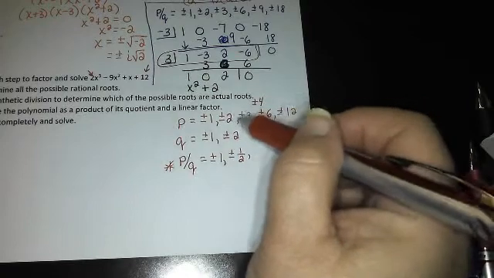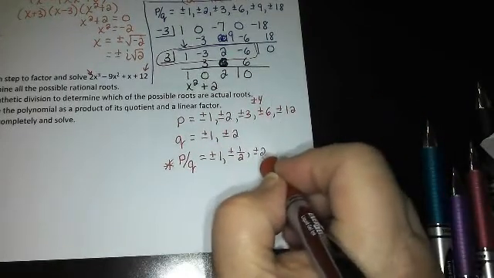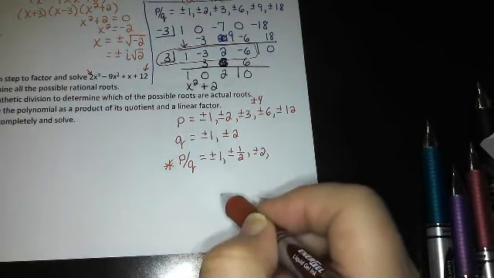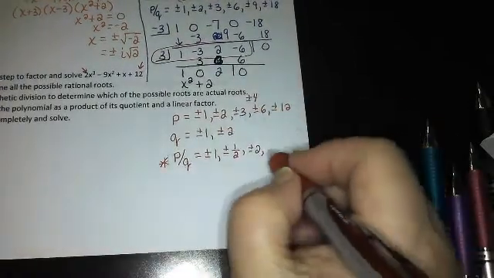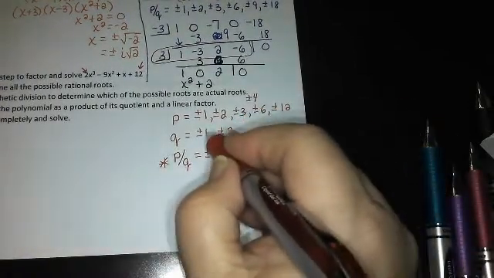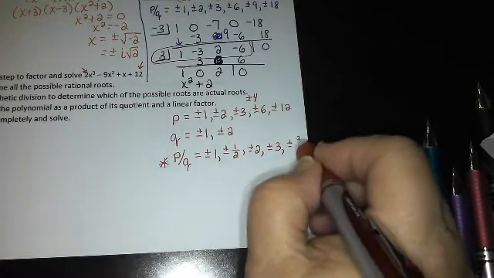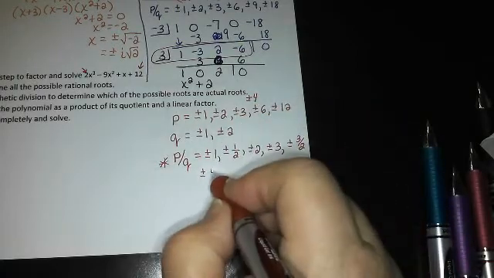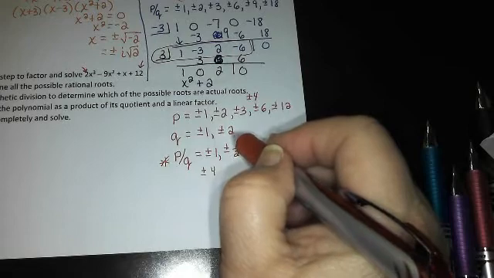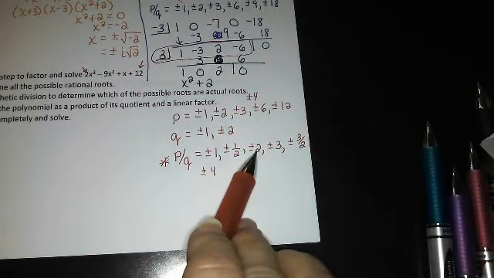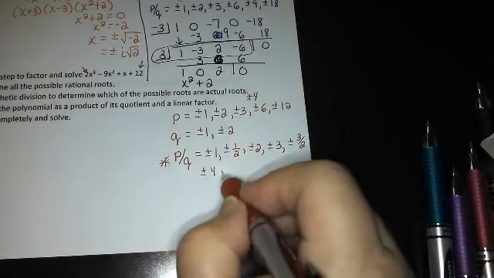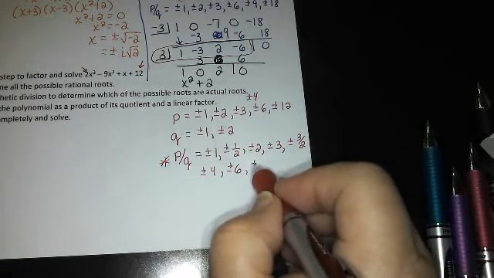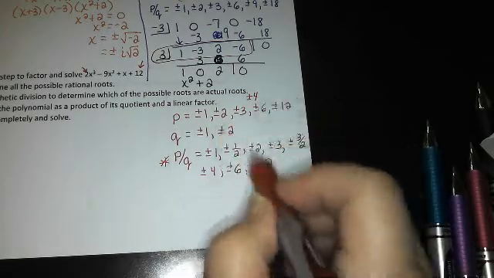Then I move to the next number. 2 over 1 is 2. 2 over 2, well, that's 1, and I already wrote a 1, so I don't have to write it again. Let's do the 3. 3 over 1, and then 3 over 2. Then 4 over 1, and 4 over 2. I've already got that, so I don't have to write it again. 6 over 1, and then 6 over 2 is 3, which is already there. 12 over 1, and then 12 over 2 is already listed.